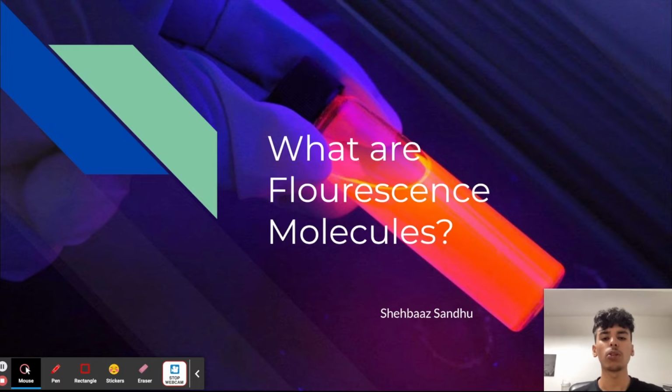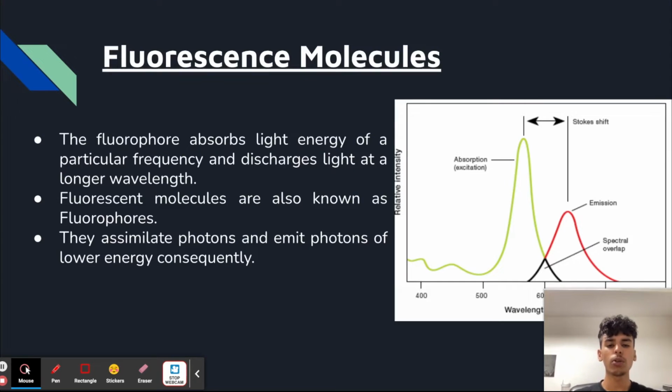What are fluorescence molecules? Fluorescence molecules absorb light energy of a particular frequency and discharge light at a longer wavelength. The retained wavelength energy moves effectively and time before outflow rely upon both fluorescence molecule structure and its chemical environment. As the molecule in its energized state collaborates with encompassing particles, the particle molecules are also known as fluoroprobes.